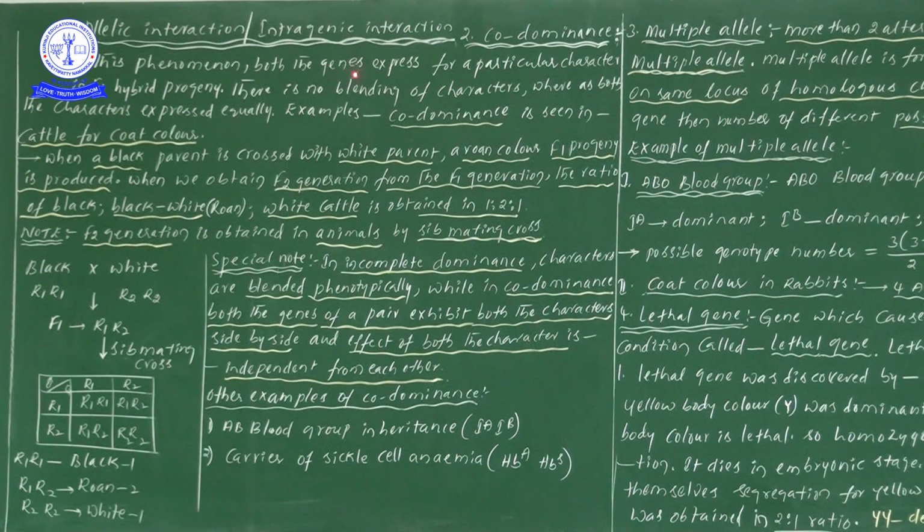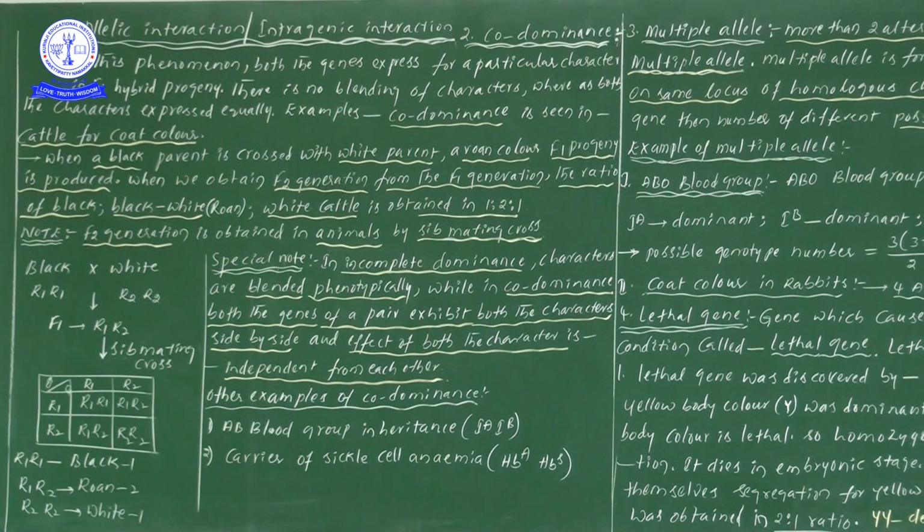Whatever alleles are there in the gene, they interact mutually: you don't suppress me, I won't suppress you. Like friends, both will express at a time. The alleles are there, a dominant allele and a recessive allele, but here both are neither dominant nor recessive. Both are like friends. So in codominance, in this kind of phenomenon, both the genes express a particular character in the F1 hybrid progeny.